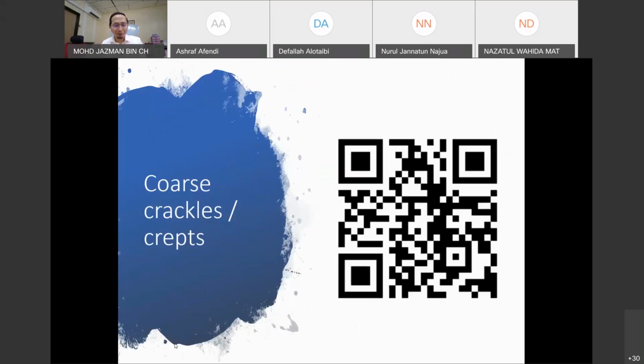I need everyone to scan this QR code to listen to an example of coarse crackles. You may hear something. If you don't hear something, then something is wrong with your earphone, I think. So you will hear something gurgling, like things popping, clop, clop, clop, like that.